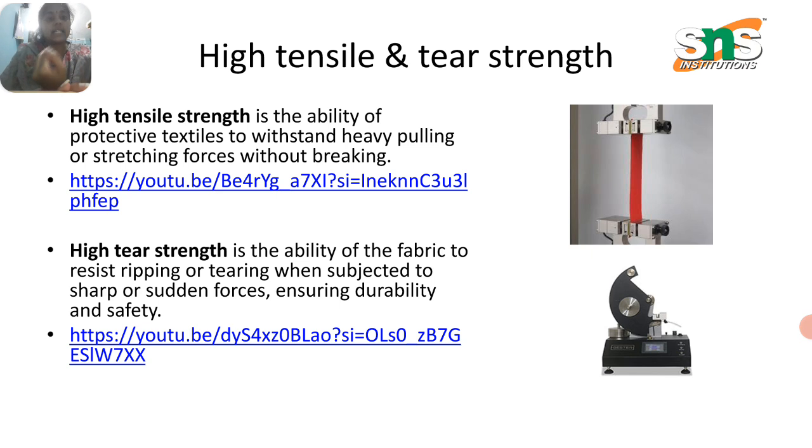Next one is high tensile and tear strength. High tensile strength is the ability of the protective textiles to withstand a heavy pulling or a stretching force without breaking. High tear strength is the ability of the fabric to resist the ripping or tearing when subjected to sharp or a sudden force, ensuring the durability and the safety. So those are the two equipments which are used for testing the tensile and tear strength of the fabric.